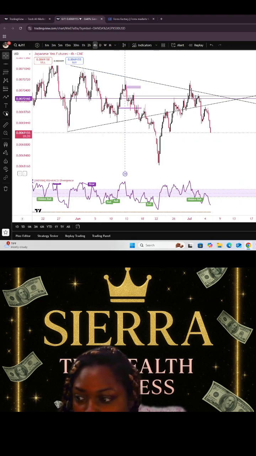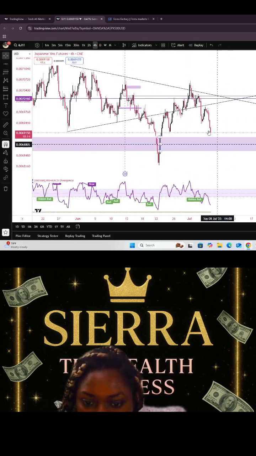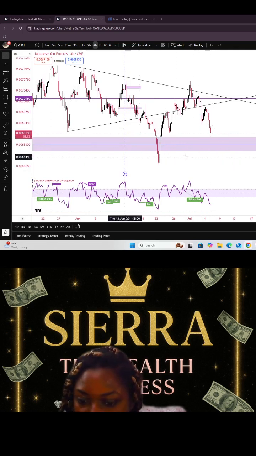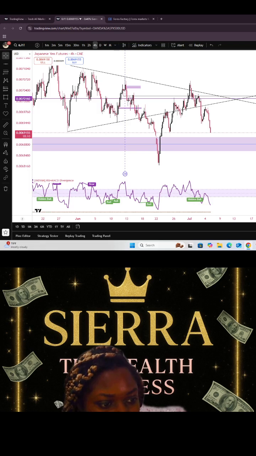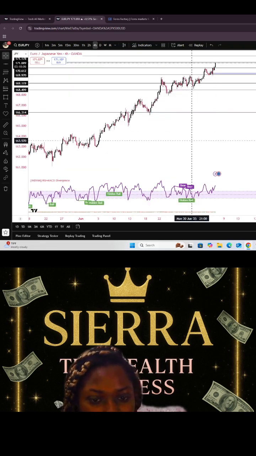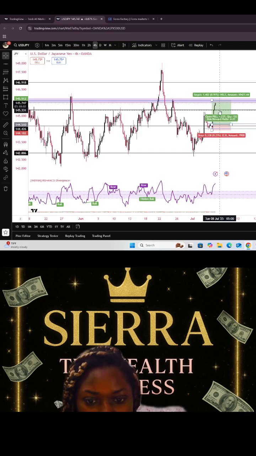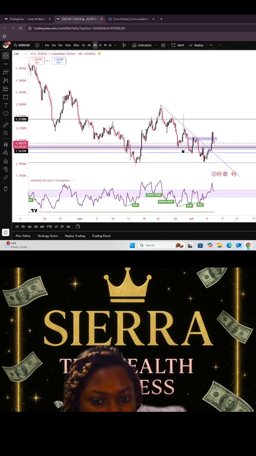And it looks like it should continue some more though, because here's the yen, and here's the next zone that it looks like it's trying to fall to. But I'm out of GJ. I'm not worried about it. Made my money. UJ is almost at my TP. So the next one I'm looking at is USD CAD.